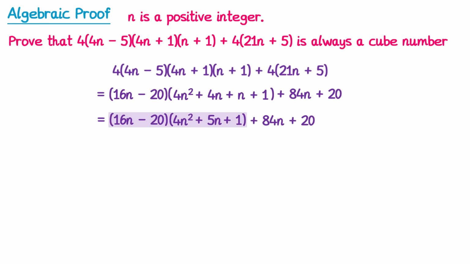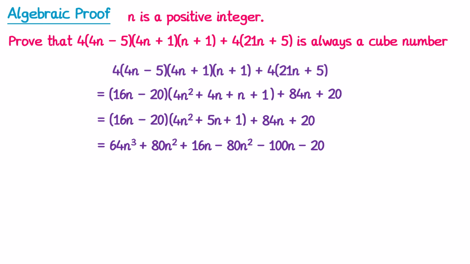We're now going to expand out these brackets, so we need to multiply everything in the first bracket by everything in the second bracket. To do this, I'll multiply 16n by all of the terms in the second bracket, and then negative 20 by all of the terms in the second bracket as well. So 16n times 4n squared is 64n cubed, 16n times 5n is 80n squared, and 16n times 1 is 16n. Then for negative 20, we have negative 20 times 4n squared, negative 80n squared, negative 20 times positive 5n, negative 100n, and negative 20 times positive 1, negative 20. And then we also have this plus 84n plus 20 at the end.